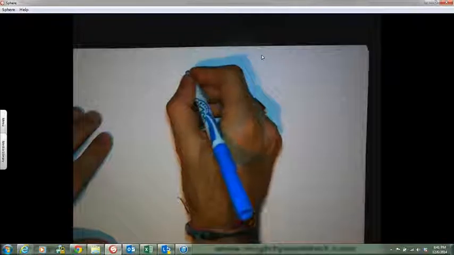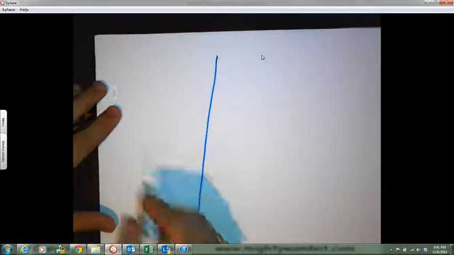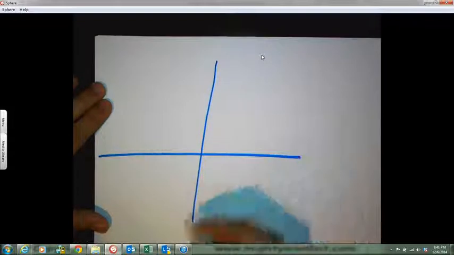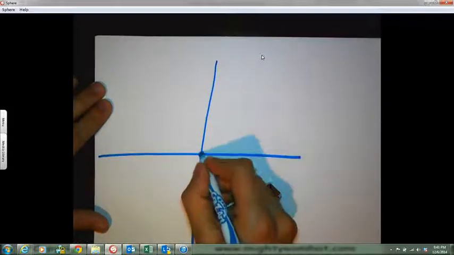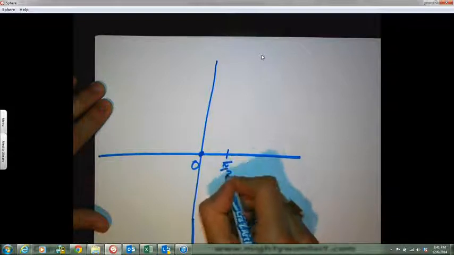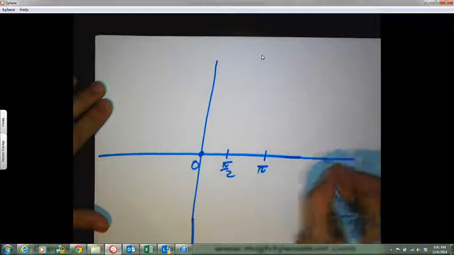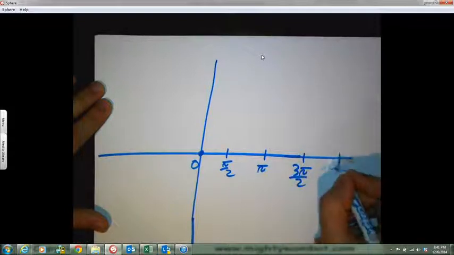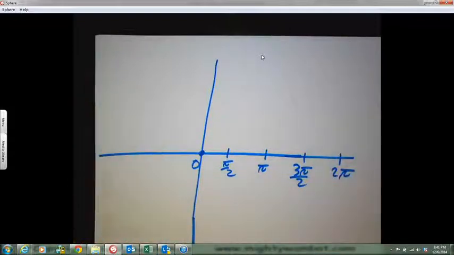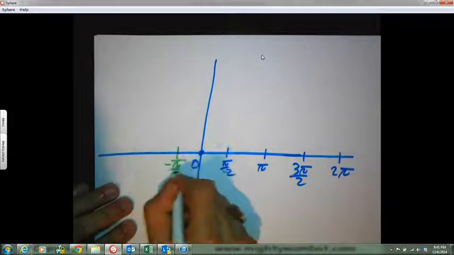All right. So to draw the graph of tangent, I'm just going to draw my axes. We'll put 0, pi over 2, pi, 3 pi over 2, 2 pi. On this side we'll put negative pi over 2, negative pi, negative 3 pi over 2, negative 2 pi. Alright, so let's see what we find out here. Let's just plug in these important points.